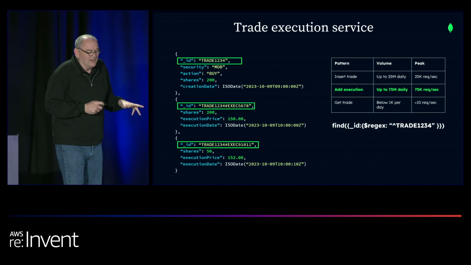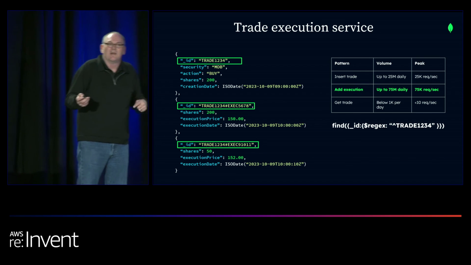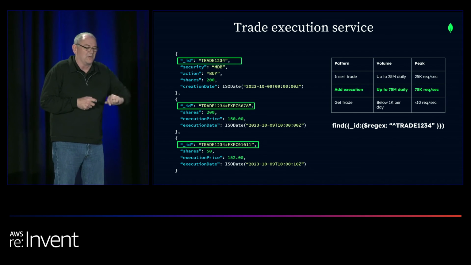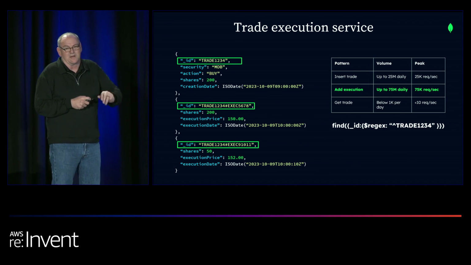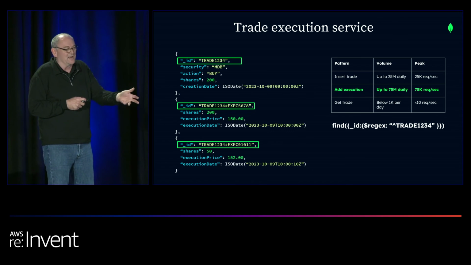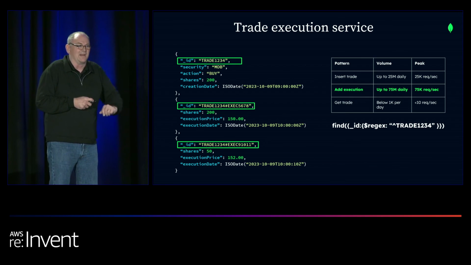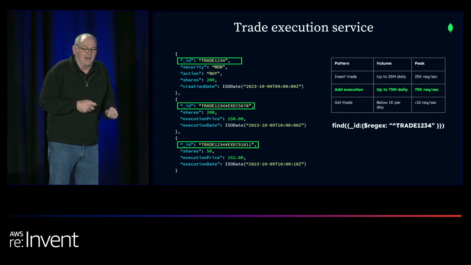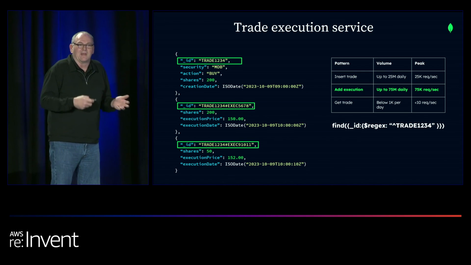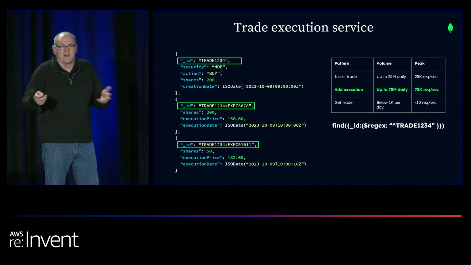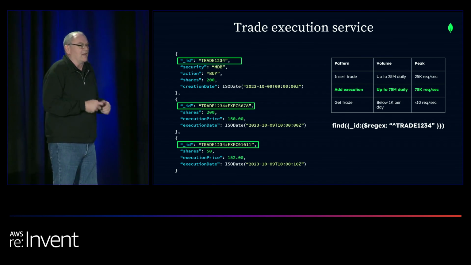So we told them, look, let's get rid of that secondary index, okay? Let's create that data structure similar to what we saw before, where we're going to have the trade ID as the underbar ID. Every execution is going to come in, you're going to be prefixing the trade ID on the execution ID, and you're going to append the execution ID to that. And now, if I want to get a given trade, the query becomes find where underbar ID starts with trade ID, right, with an anchored regex condition.